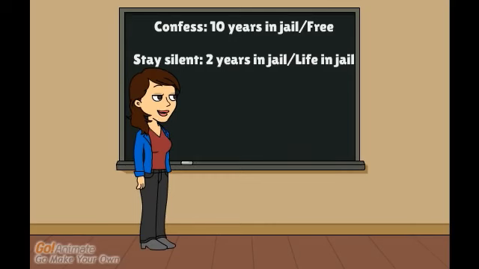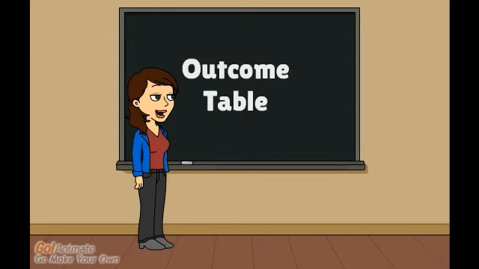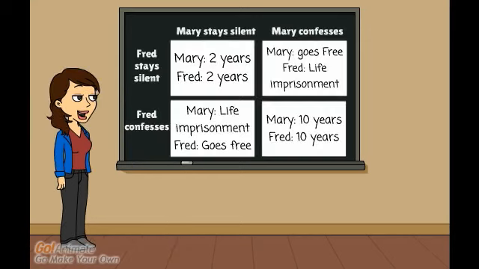So if she confesses, Mary will either go free or spend 10 years in jail, depending on what Fred does. If she stays silent, she will either go to jail for 2 years or for life. So that may seem a bit confusing, but there is an easy way to break it down. We can use an outcome table. Outcome tables help us determine what the outcome of a situation will be if there are multiple variables. This table shows how much jail time will be spent by each prisoner depending on each prisoner's decision.